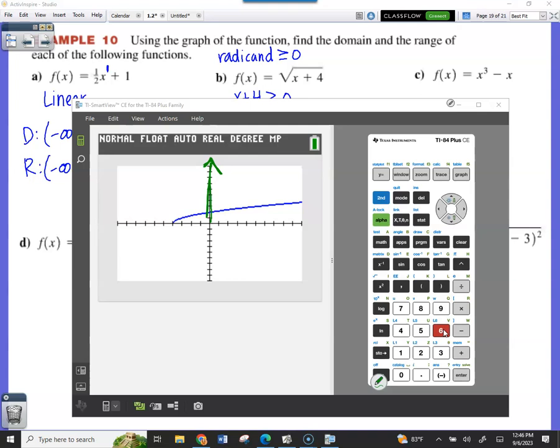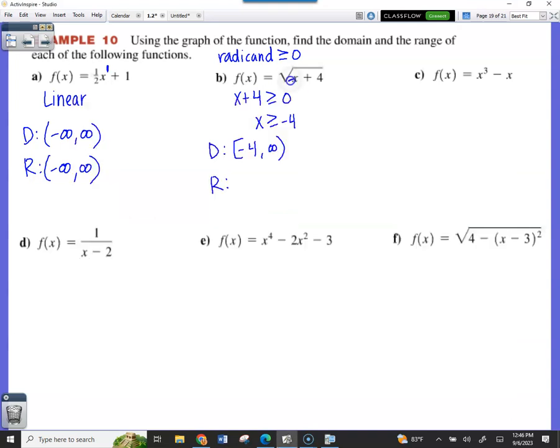Now the question is, is it bracket or parentheses on the 0 that's right here? Well, what did we say happens if you plug -4 in? If you plug -4 in, you end up with -4 plus 4 is 0. What's the square root of 0? So is that a point on the graph? Yes, because you came to an answer, which means it's a bracket on the 0. You're saying that if you plug in -4, you get 0.